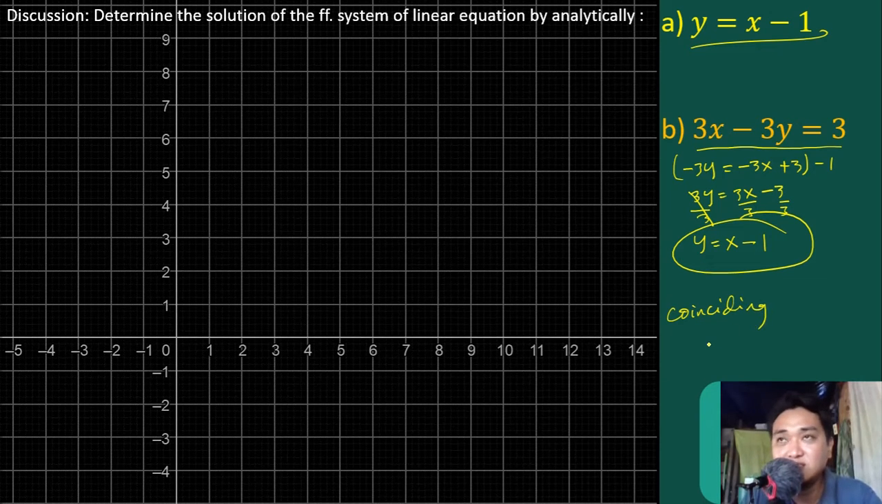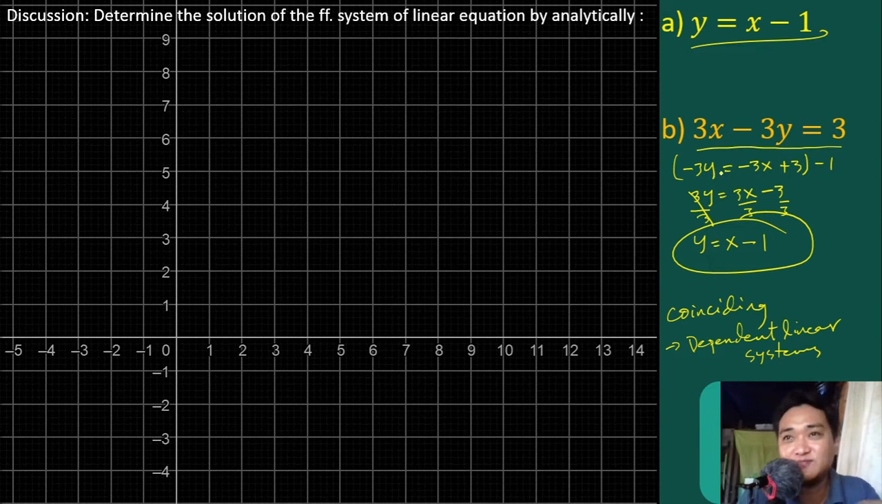And since they are coinciding, in other reference, they are so-called dependent linear systems. So, ayan. Or dependent systems. Meaning, kung ano yung solution, kung ano yung ordered pair that solves y is equivalent to x minus 1, those are the same ordered pair or solutions that also solve the second linear equation, 3x minus 3y is equivalent to 3. Sa madaling salita, pareho lang sila ng solutions. Whatever value of x or y they have.